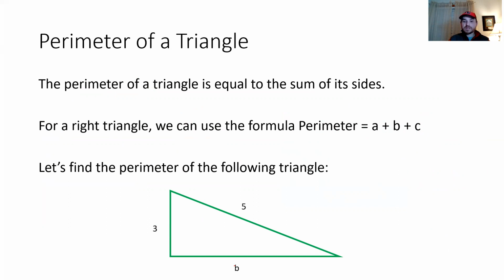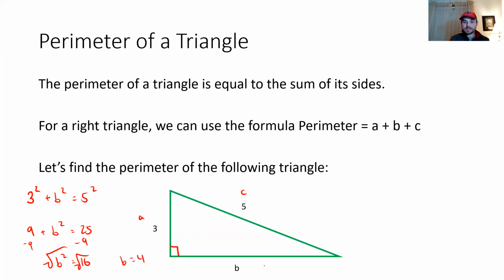In this triangle here, we need to solve for b before we can solve this, because we know that the perimeter is going to be a plus b plus c, but we don't know what b is yet. And we're assuming this is a right triangle. So again, we're going to set this up. a squared, 3 squared plus b squared equals 5 squared. This is 9 plus b squared equals 25. Subtract 9 from both sides. b squared equals 16. Square root both sides. We get b equals 4.